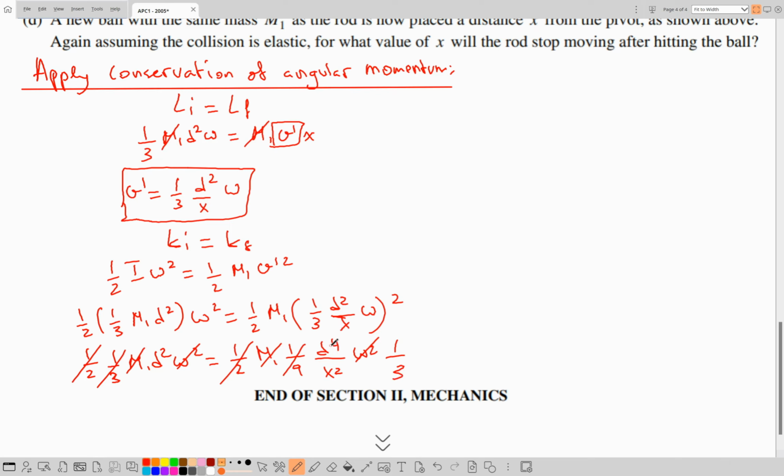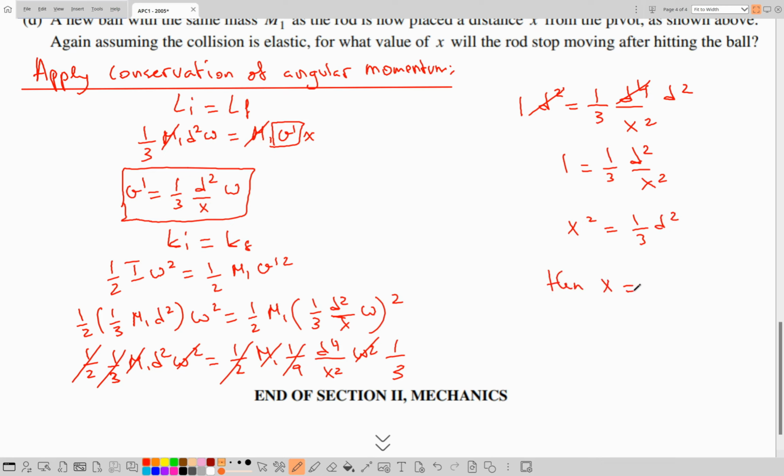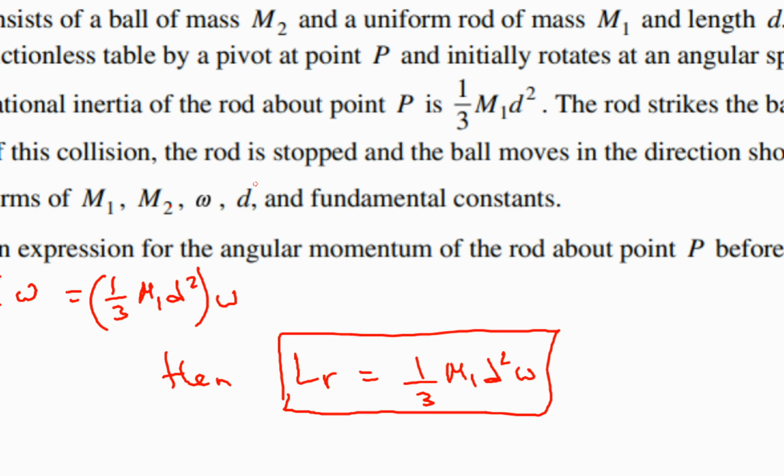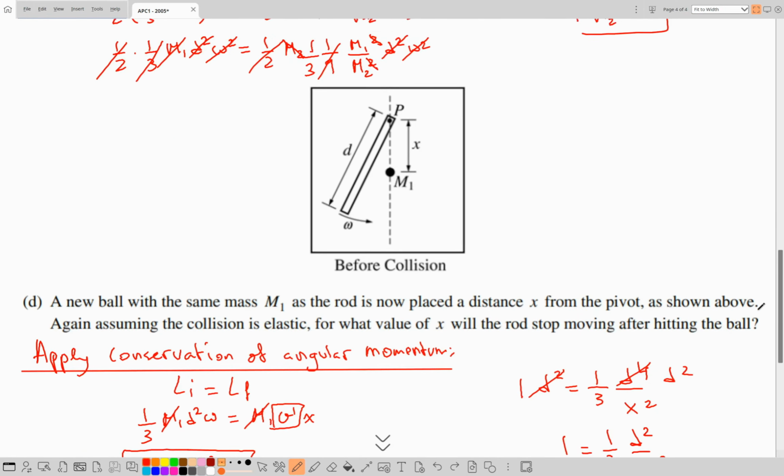So we have d square equals 1 over 3 d power 4 over x square. The d square cancels with d power 4, that would become d square, then 1 equals 1 over 3 d square over x square, and we're interested in determining x squared. Then x squared would be 1 over 3 d squared, and if you take the square root, then x would be d divided by radical 3, and that is an acceptable answer. Why? Because they told us to express our answers as a function of these, and indeed it's expressed in terms of d.